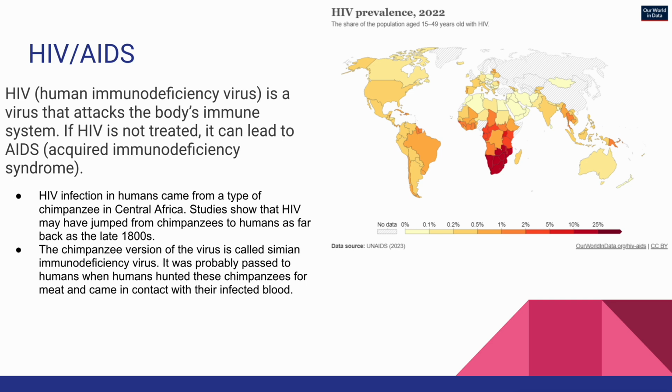HIV infection in humans came from a type of chimpanzee in Central Africa, and studies show that HIV might have jumped from chimpanzees to humans as far back as the late 1800s. The chimpanzee version of the virus is called simian immunodeficiency virus, and it was probably passed to humans when humans hunted these chimpanzees for meat and came into contact with their infected blood. If you look at the map, this is showing HIV prevalence in 2022, looking at the population between 15 and 49, which is considered the reproductive ages. You can see that HIV has the highest incidence in Southern Africa as well as Eastern Africa.